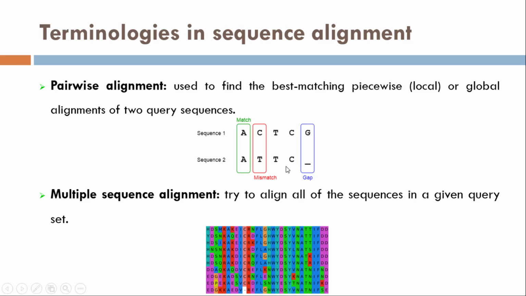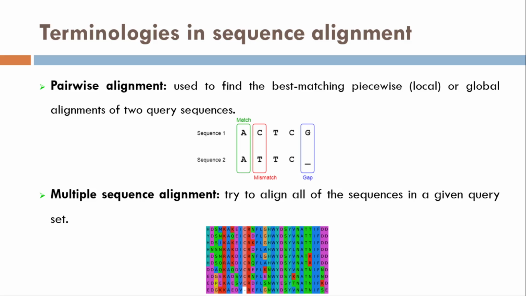Here in the pairwise sequence alignment, suppose you have sequence number 1 and sequence number 2. After alignment, at position number 1 in sequence 1 there is an A, and at the same position in sequence number 2 there is also an A. So this is a match, both bases are matching. However, at the second position sequence number 1 has C, whereas sequence number 2 has T, so it is known as a mismatch. So there are two possibilities, either a match or a mismatch. At positions 3 and 4 again you find a match.